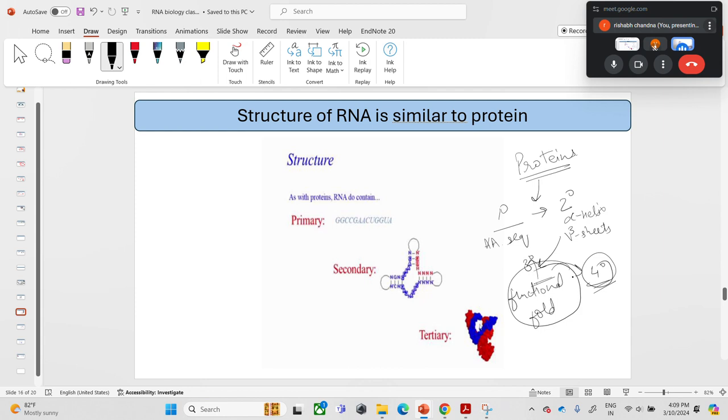Now, similar structures have been found for RNA also. So what happens? The primary structure of RNA is basically the nucleotide sequence. Okay, so that would contain all the bases connected through phosphodiester bonds. That will fold upon itself to form a secondary structure, and that will fold upon itself, forming a functional fold in the tertiary structure. So this structure is similar to that of protein molecules.